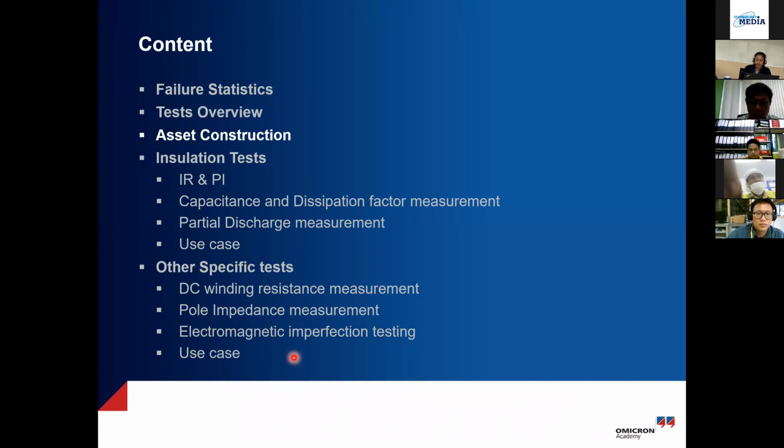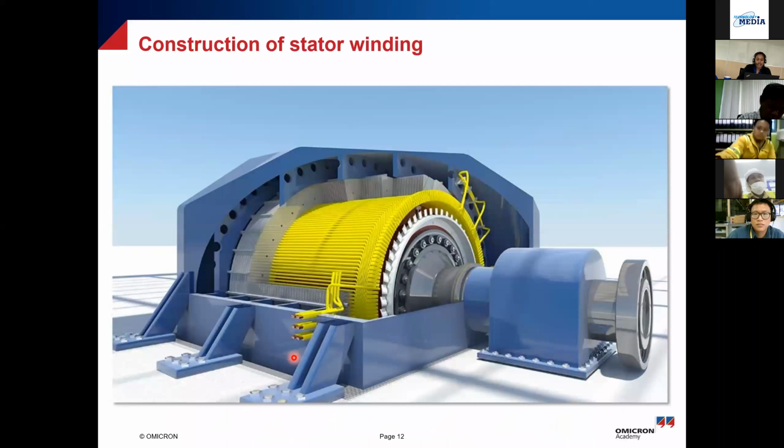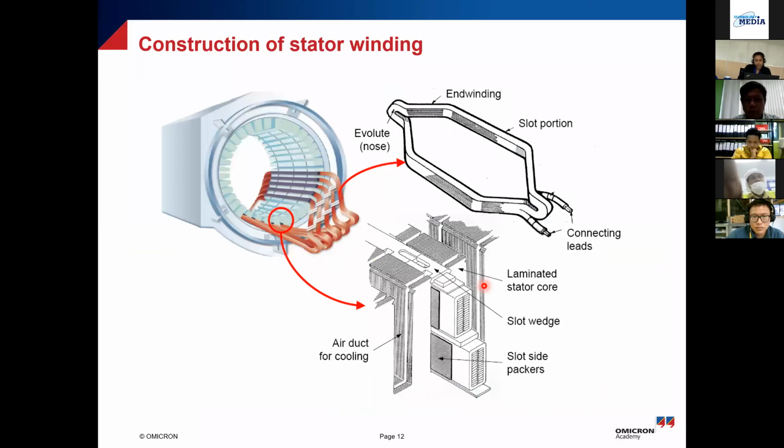Okay, so before we dive into the insulation tests, let's understand the construction of the insulation. This is your stator winding. If we look inside, this whole thing is your core, and then you have these slots in between where the winding is inserted. So you have these single windings. For example, in this slot, there are two windings placed, and they will be connected either in lap connection or wave connection. You have the slot wedge here, and there are air ducts for cooling.